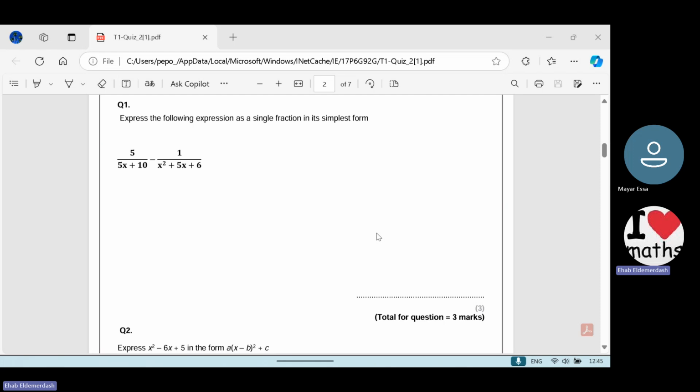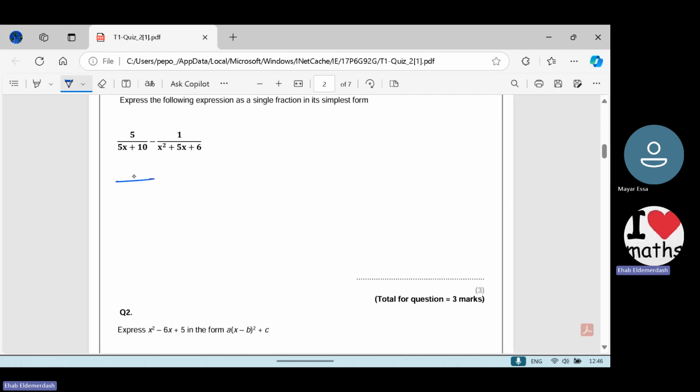In the first step, I have to make a factorization. Every term should be factorized. This will be my first part. So I will go there. In the first step, I have 5. So I will keep the 5. 5x plus 10, I can take the 5 as a common factor, so the remaining it's x plus 2.